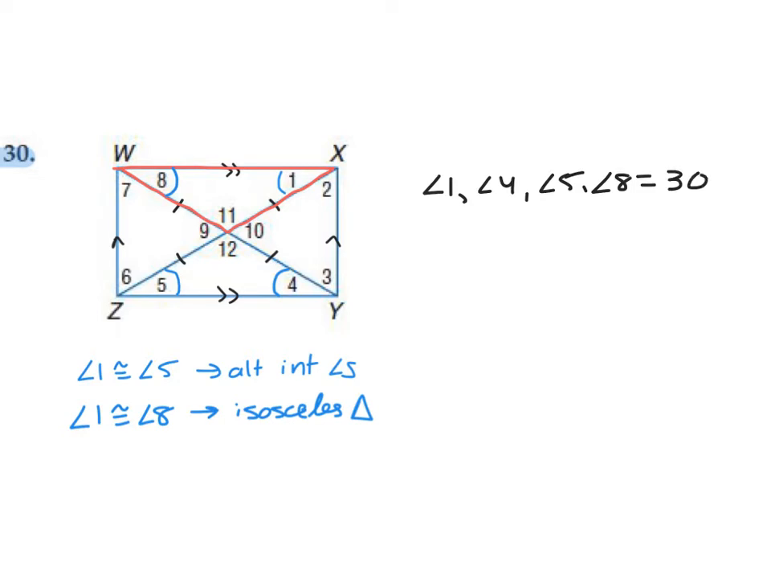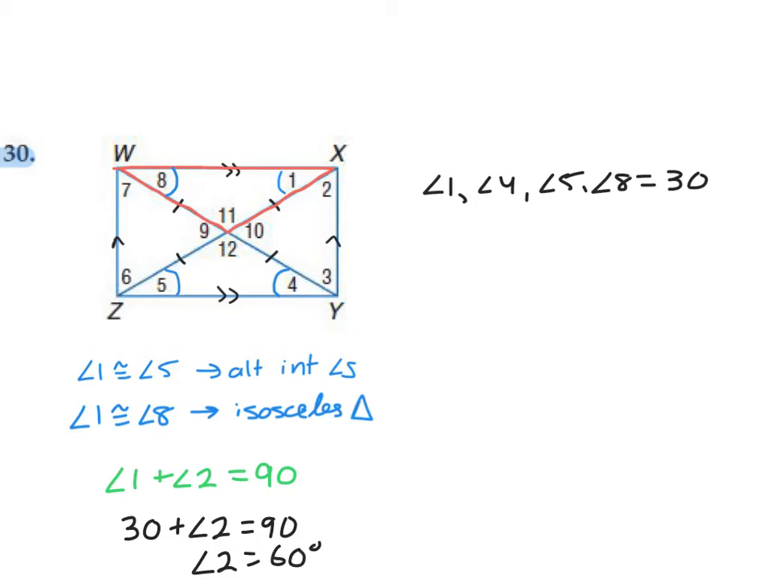Now let's use another rectangle fact. We know that in a rectangle, all of our angles are equal to 90 degrees. So we know that angle 1 plus angle 2 should equal 90. Well, we already know that angle 1 is 30. So we know that angle 2 is going to equal 60 degrees. Now angle 2 is 60 degrees. And we know that there's a lot of angles that are congruent to angle 2.